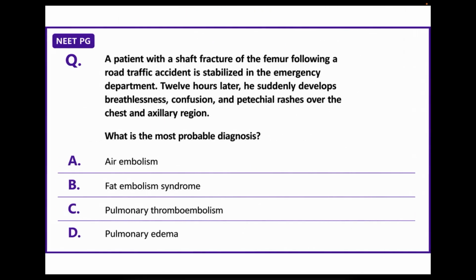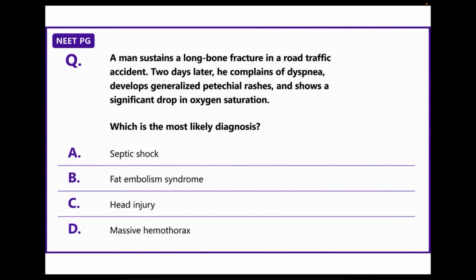Next question. Yes, shaft of femur fracture, road traffic accident. 12 hours later, he suddenly develops breathlessness, confusion, and petechial rashes over the chest and axillary region. Obviously, you have petechial rashes, breathlessness, confusion, and femur fracture, definitely fat embolism syndrome. And you have another question where he complains of dyspnea, petechial rashes, and a significant drop in oxygen saturation. Yes, this is also fat embolism syndrome.